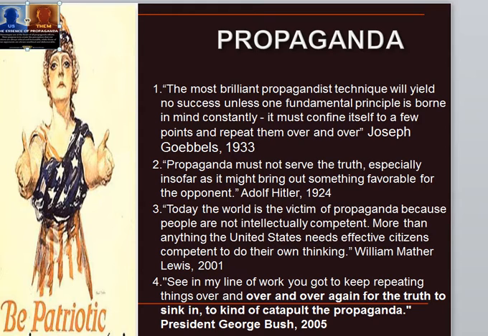Today, the world is the victim of propaganda because people are not intellectually competent. More than anything, the United States needs effective citizens competent to do their own thinking. William Mather Lewis, 2001. See, in my line of work, you got to keep repeating things over and over and over again for the truth to sink in, to kind of catapult the propaganda. George W. Bush, 2005. Right, so George W. Bush understood the power of propaganda, just like any political leader. Any president, any prime minister, any king, any dictator must understand the power of propaganda if they want to enact their policies in an effective manner.